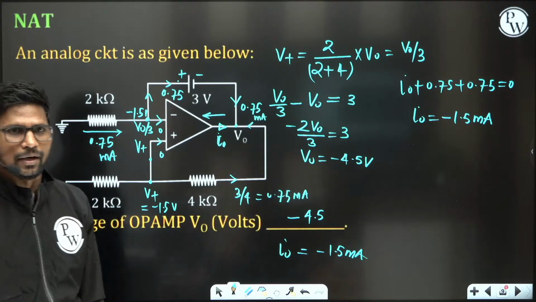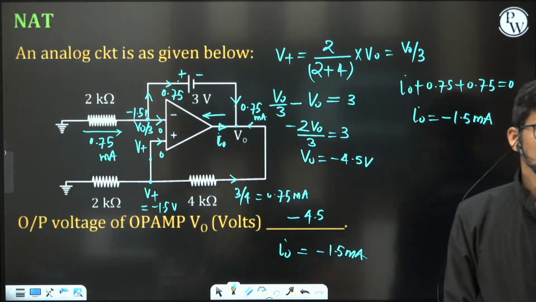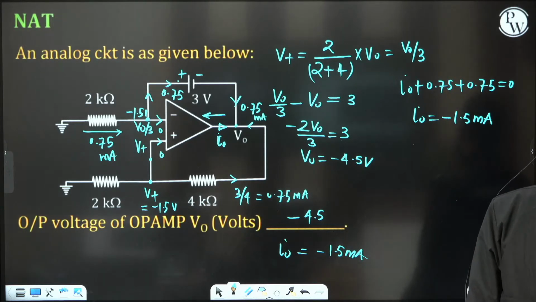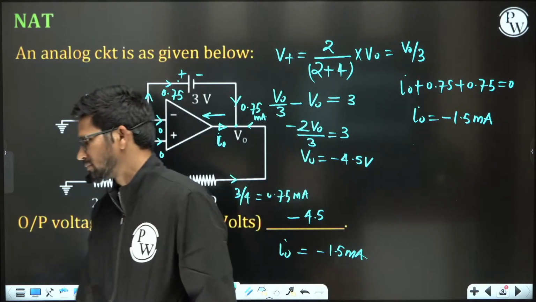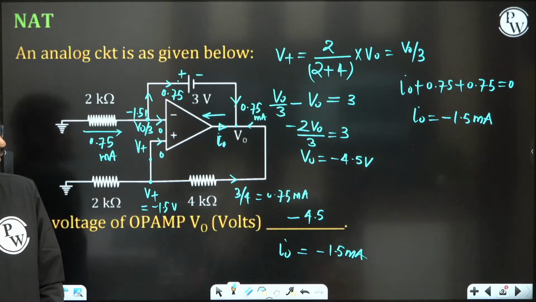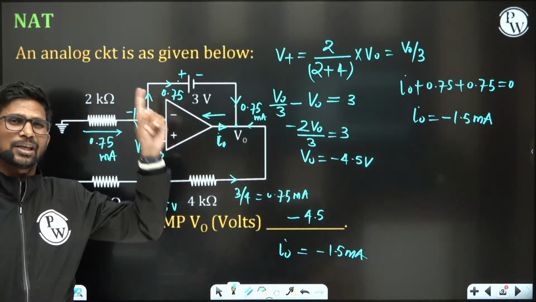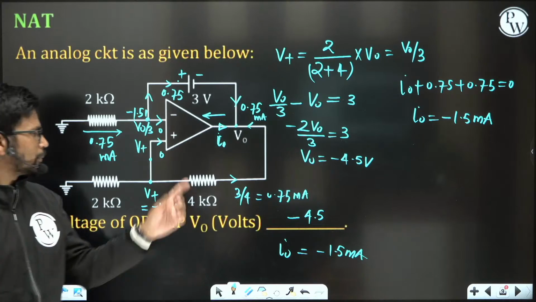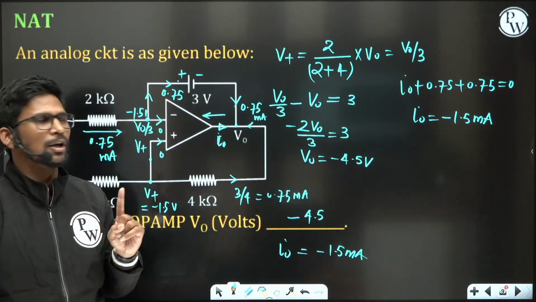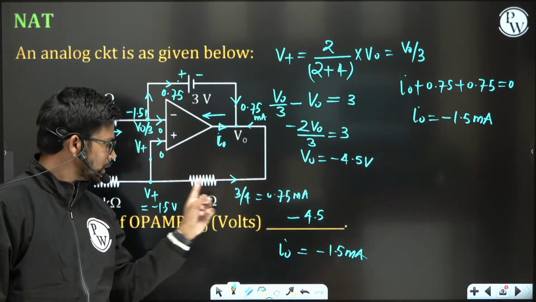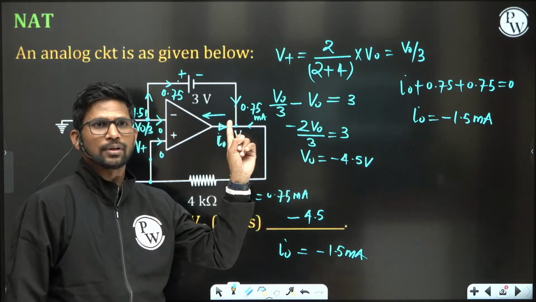Minus 1.5 milliampere is the right answer. Nobody got the correct answer. That's why I asked this question. So one part you solved correctly, but the second part you failed. Whenever the output current of an op-amp is asked, apply KCL very, very carefully. You will find this I naught only by applying KCL. You need to find this current and this current, and then only when you apply KCL at this node will you find this current I naught.